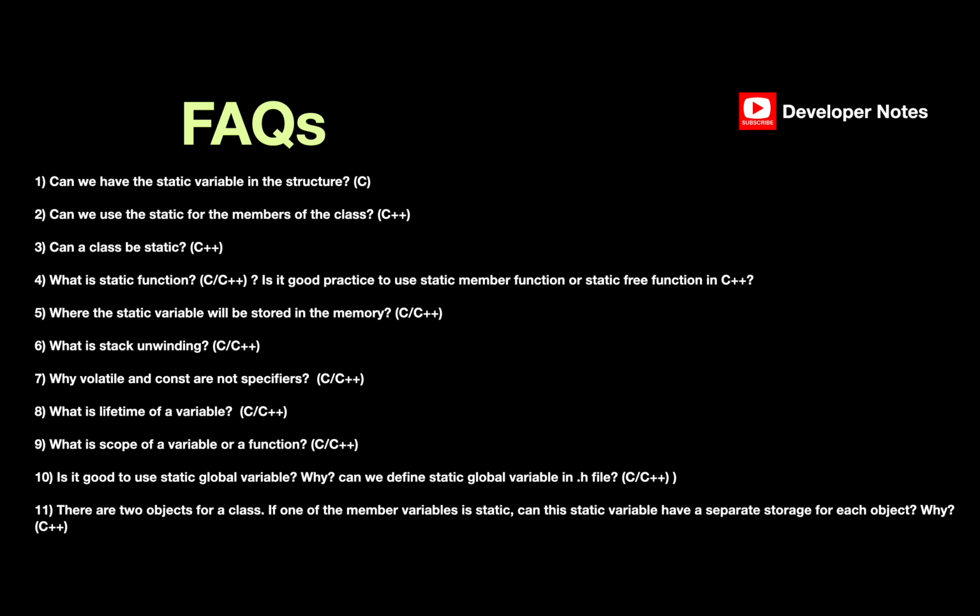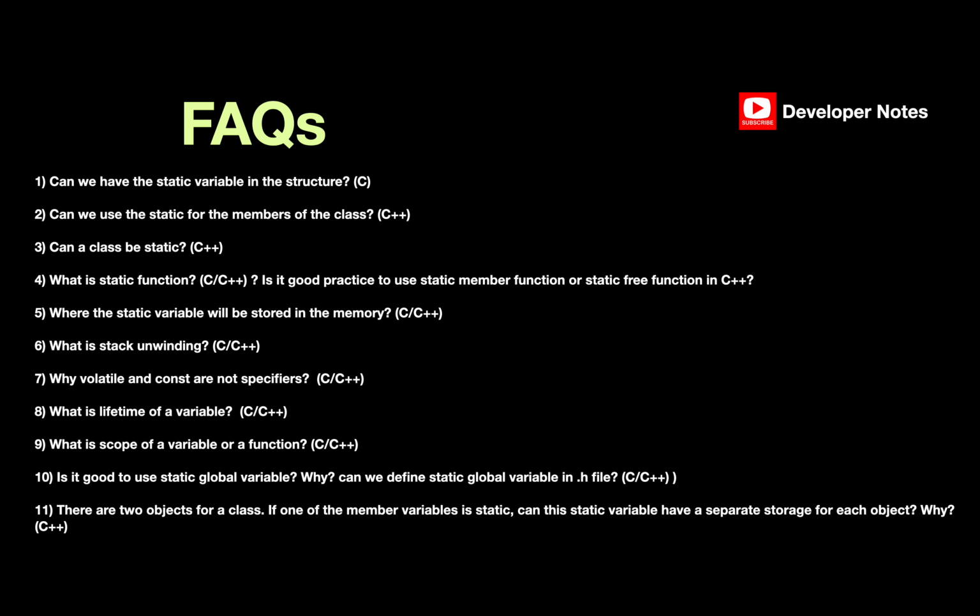The seventh question is, why are volatile and constant not specifiers like static? They are qualifiers, which add extra quality to the data type, such as specifying volatility and constness of a variable. Qualifiers just specify how it can be accessed or where it can be stored.